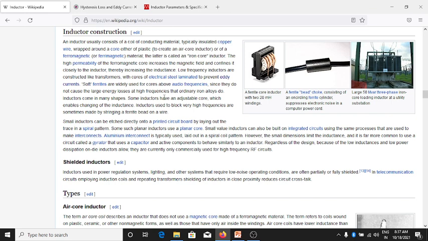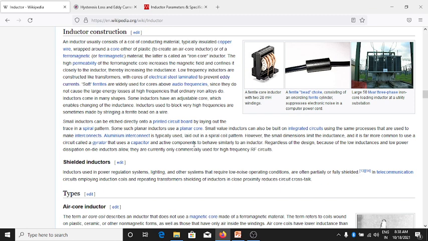Small inductors can be etched directly onto the printed circuit board by laying out the trace in a spiral pattern. Some such planar inductors use a planar core. Small value inductors can also be built on integrated circuits using the same processes that are used to make interconnects.